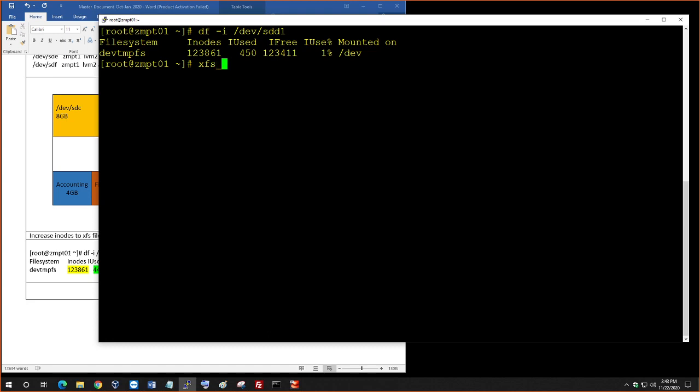xfs_db -f -c sb 0 -c p, that stands for print, /dev/sdd1. Okay, and then I'm going to hit enter.